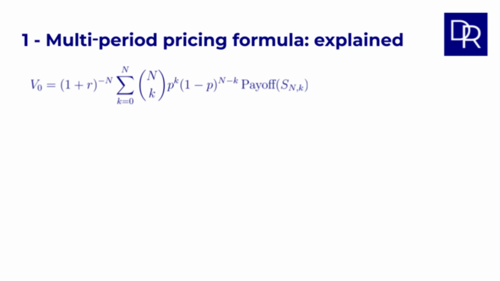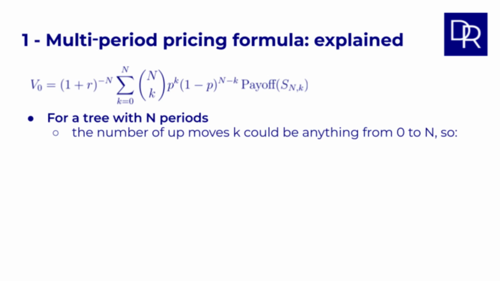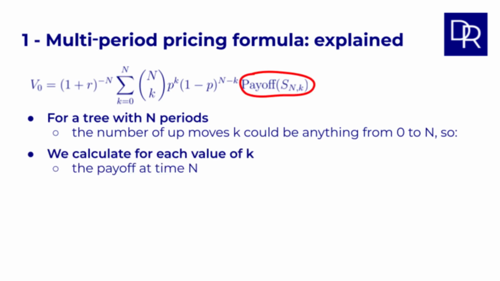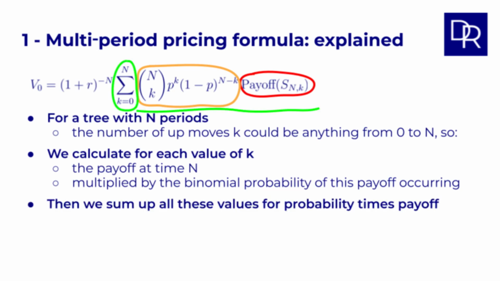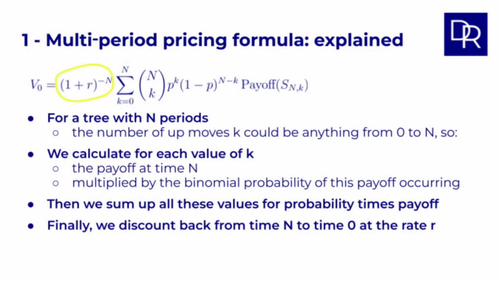Let's break down this formula. For a tree with n periods, the number of up moves K could be anything from 0 to n. So, we calculate for each possible value of K the payoff at time n multiplied by the binomial probability of this payoff occurring. Then, we sum up all these values for probability times payoff. Finally, we discount back from time n to time 0 at the risk-free rate to account for the time value of money.